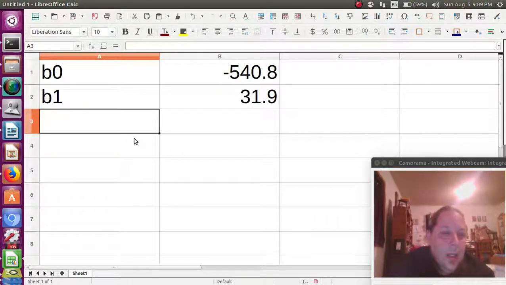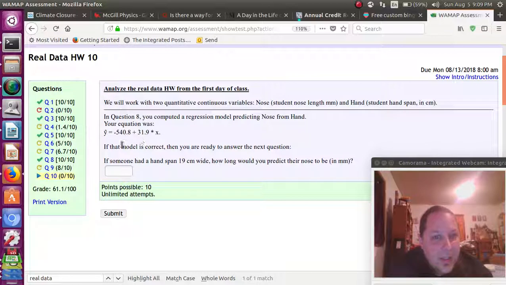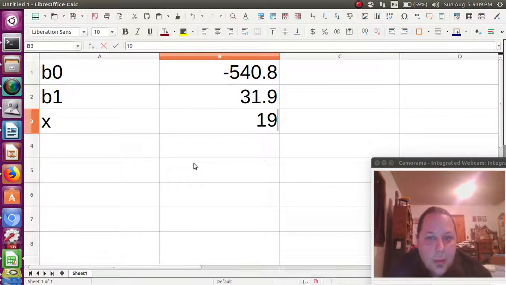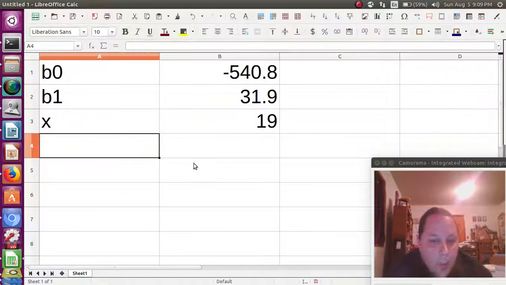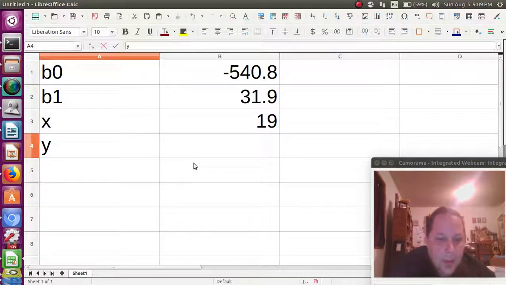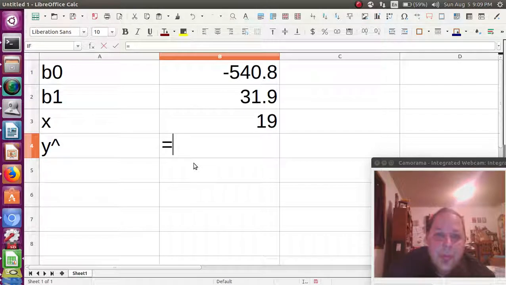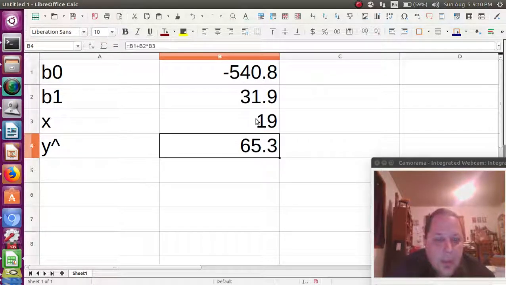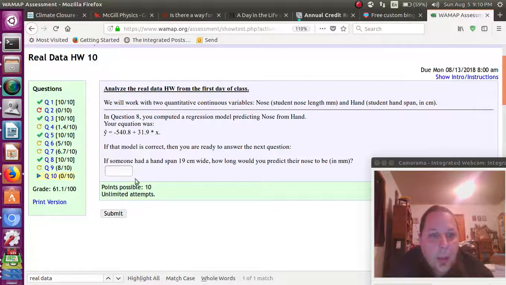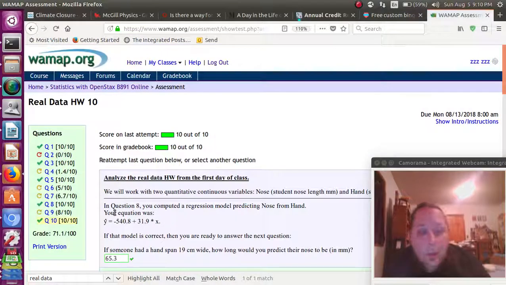So I'm going to get my x, my fixed x value. If that model is correct, then you're ready to answer the next question. If someone had a hand span of 19 centimeters, what would their predicted nose length be? Well, y hat is equal to b naught plus b1 times x. So I predict it to be 65.3. And that's my prediction. I click submit. Marks it as correct. I declare victory.